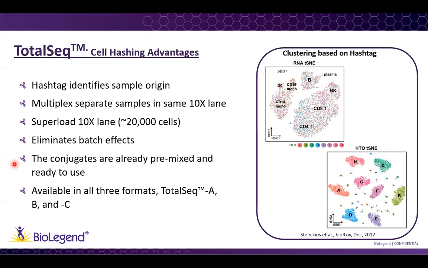The conjugates are already premixed and ready to use and are available in all three formats, TotalSeq A, B, and C. And to make this more graphic, here in this plot, you can see how 8 different samples were pooled and multiplexed, and how nicely these 8 populations are resolved, and how droplets, the little dots here, containing more than one cell, can be identified and excluded from your analysis.